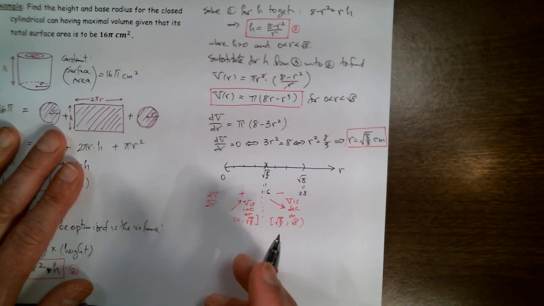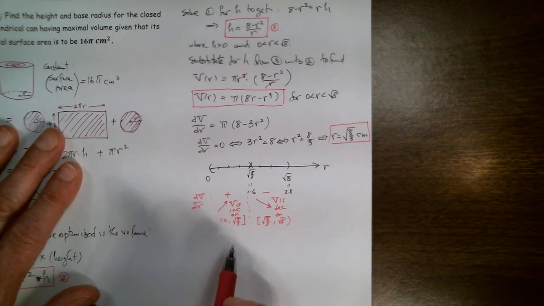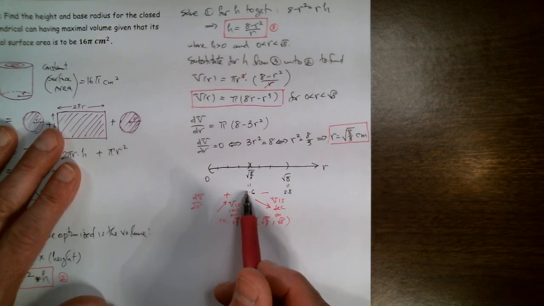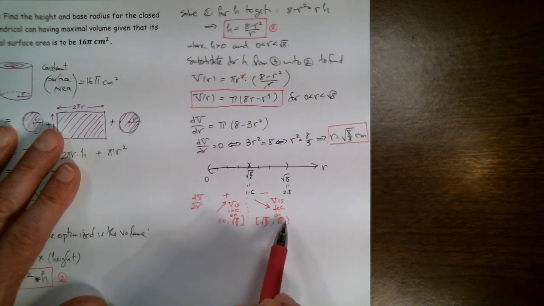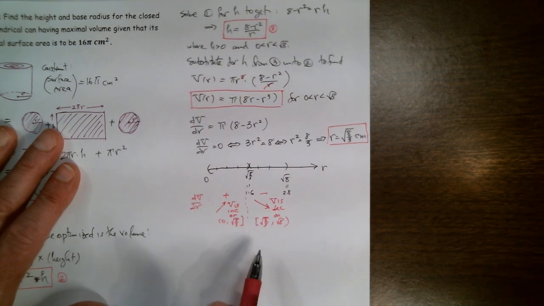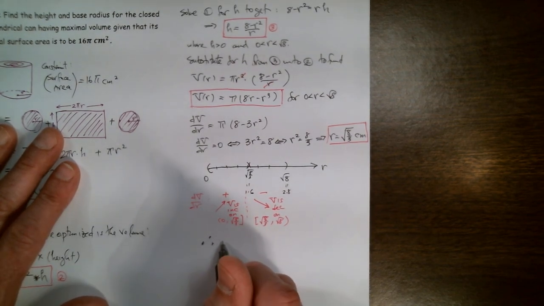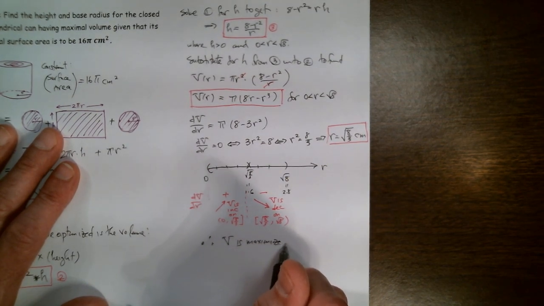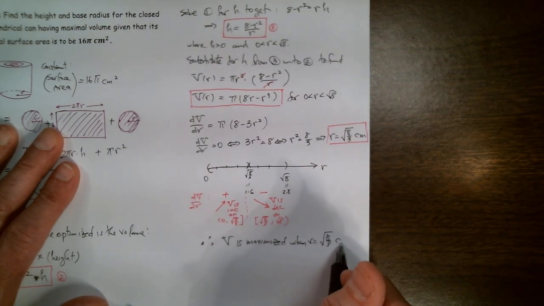And so what does this imply about what's happening to volume when the radius of the base is radical 8/3? Well, if our volume function was increasing on the left side of the point and decreasing on the right side of the critical point, then we maximize the value of volume when r was exactly the square root of 8/3. So therefore, we can conclude that the volume is in fact maximized when r is exactly the square root of 8/3 centimeters.